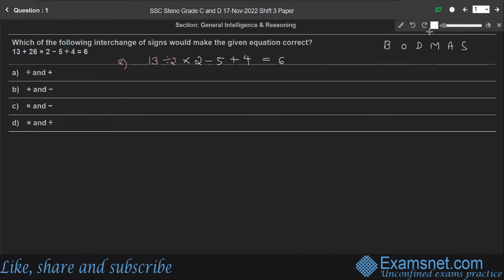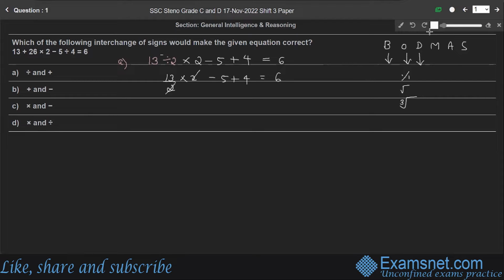Let us remove the bracket part. B stands for bracket. There is no bracket to remove. Next comes the of part. There is no of part like percentage or square root or cube root. So let's go for division. D stands for division. Here we have 13 divided by 2, we'll leave as it is. Next comes into 2, so 2 and 2 will get cancelled. Minus 5 plus 4 should be equal to 6.